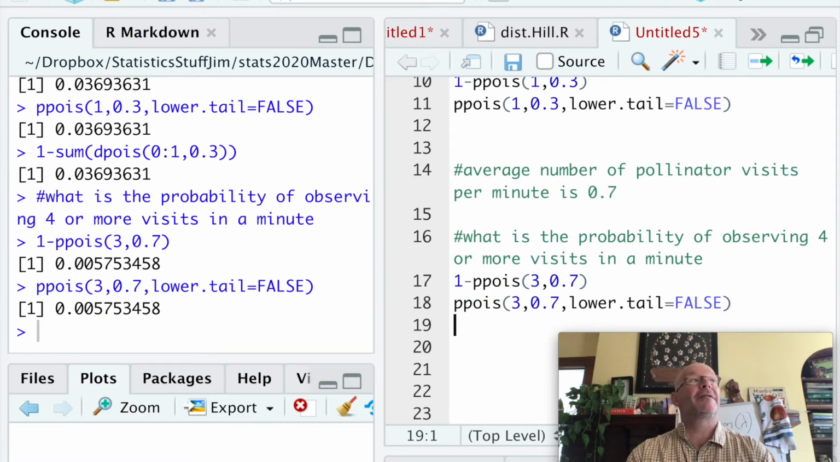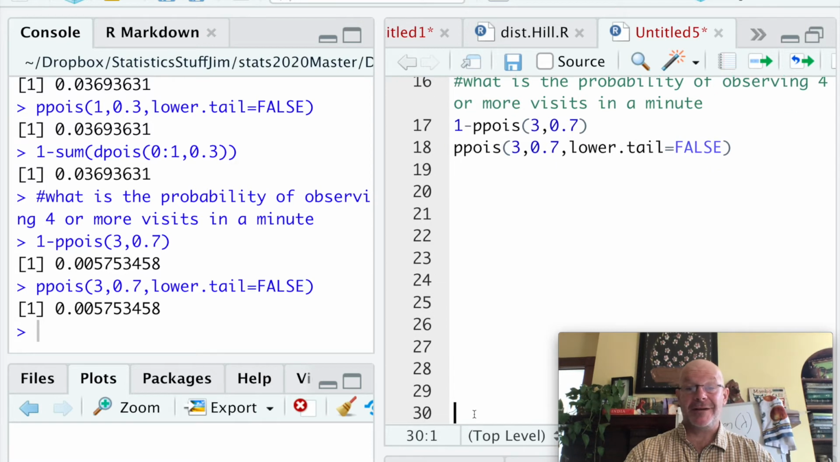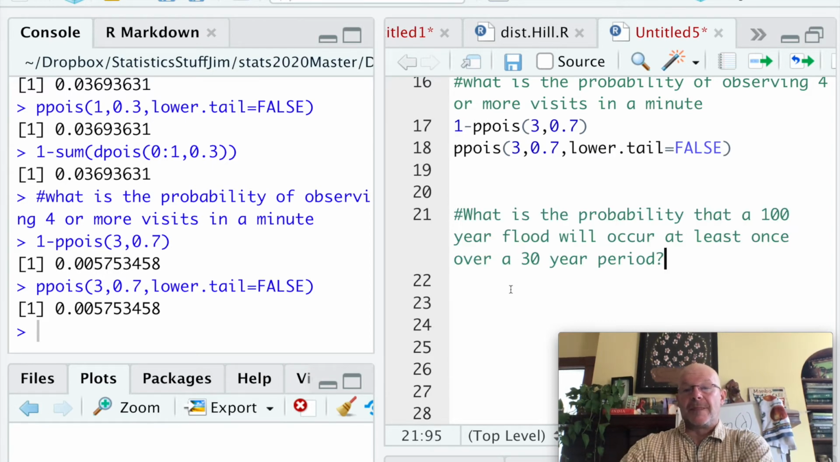And so as a last exercise, because this one actually has maybe some applications to people, is this. Let's see here. What is the probability that a 100-year flood will occur at least once over a 30-year period? And normally I do this as an in-class exercise, so if you're feeling it, go ahead and hit pause and try to answer this question about what is the probability that a 100-year flood will occur at least once over a 30-year period.